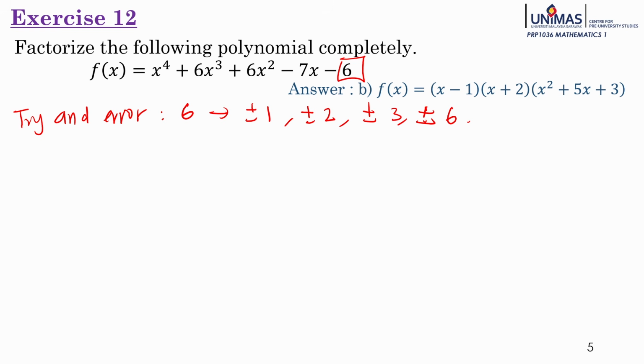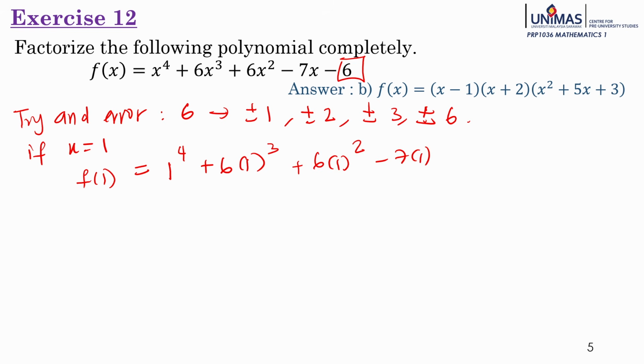For this one, you have to check one by one: what is the answer when you put x equal to 1, x equal to negative 1. But in this video, I just show which number gives 0. The first one is, if x equal to 1. When we substitute the value of 1, 1 to the power of 4 plus 6 times 1 cubed plus 6 times 1 squared minus 7 times 1 minus 6, when you solve this one, you get 0.